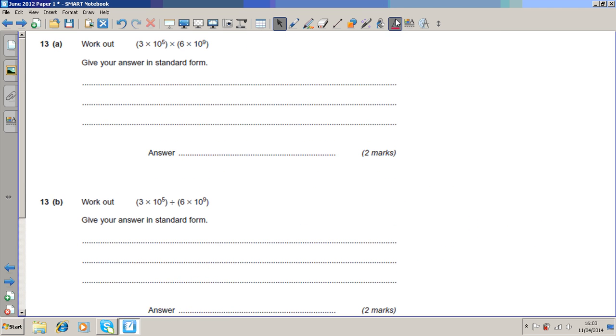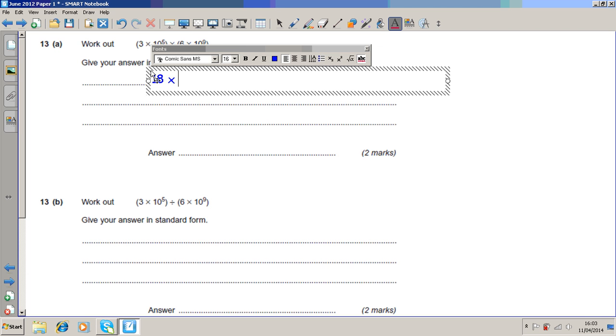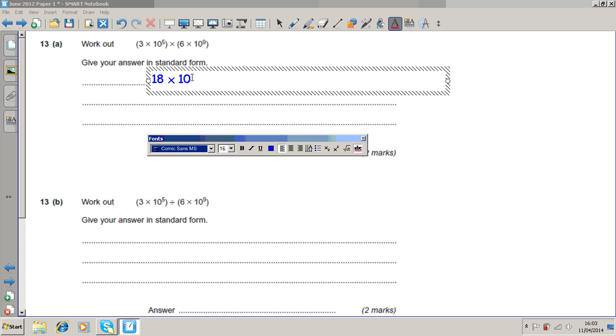13. So, if we are multiplying in standard form, all we do is we times the numbers, so 3 times 6, that's going to be 18. And then we must remember with indices, if we're timesing them, we add the little numbers, so it's 10 to the power of 14.